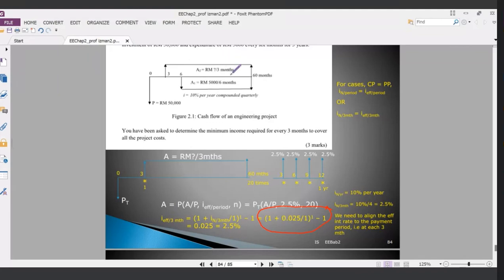So you just substitute, then you will get A for this one. And what is your N if you want to determine the A? Remember, the payment period is every 3 months. So in 1 year, how many 3 months? 4 times, right? So in 5 years, 5 multiplied by 4 gives you 20 for N. Right? Then you get A. You're supposed to get the value of 5,667.